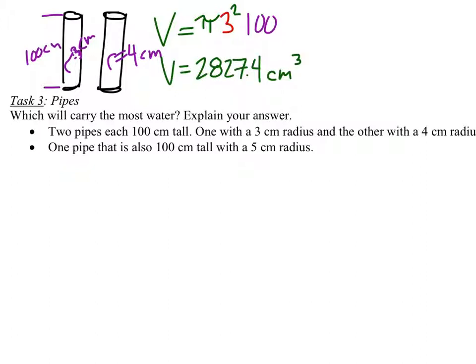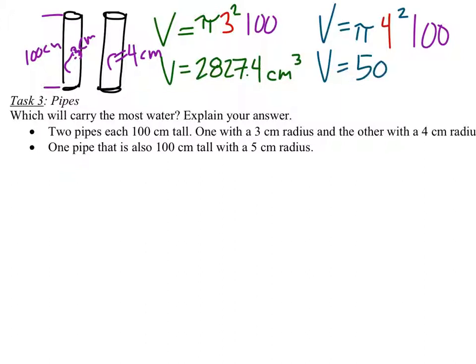Now we want to look at the big one. So again, the volume is pi times the radius squared times the height. The height is the same on this, but the radius is different. The radius now is 4 on this one. And we're going to have to add those 2 volumes together as well. So this new volume of the big one is... I got something a little different on mine. I got 5,026.5.